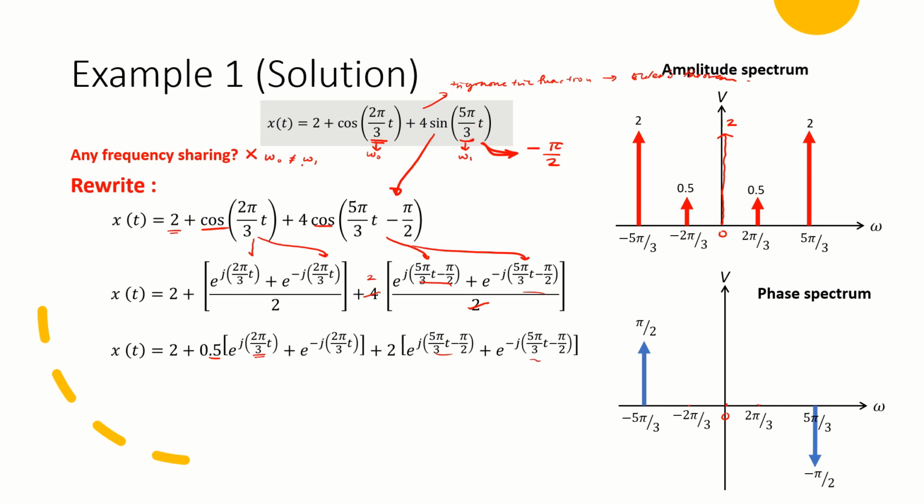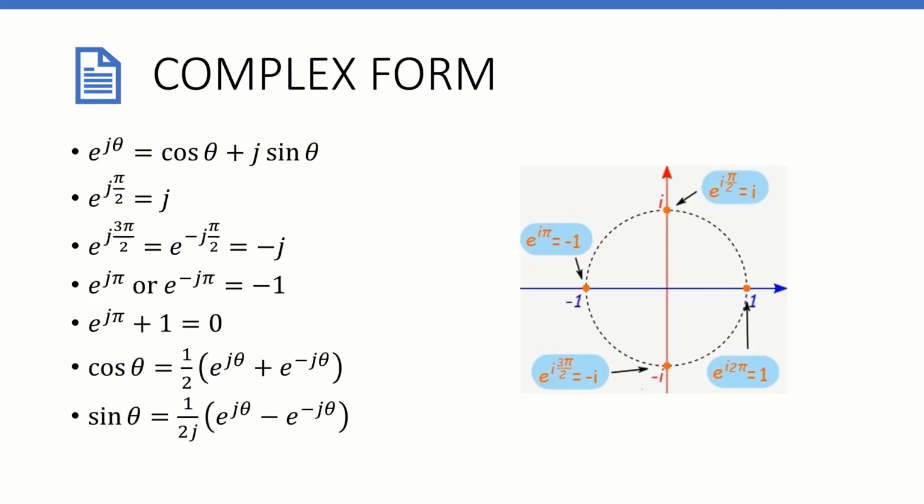All right, so this is how we solve from the trigonometric functions into exponential by using Euler's theorem. These are the list of complex forms that you can use later on in chapter 2, where e^(j theta) equals cos theta plus j sin theta, e^(j pi over 2) equals j, and e^(j 3 pi over 2) is e^(-j pi over 2), which equals minus j.